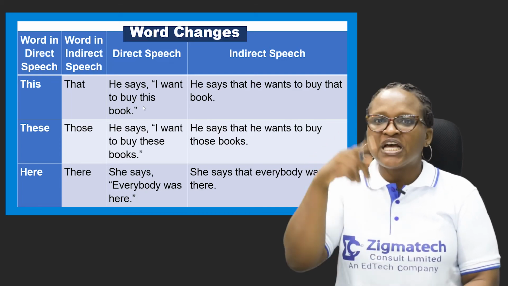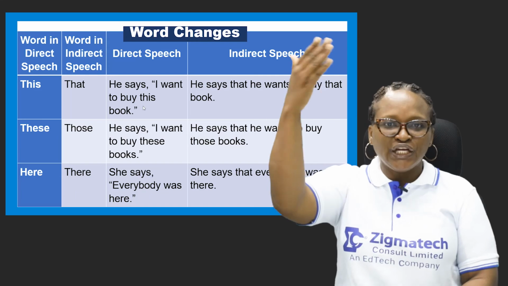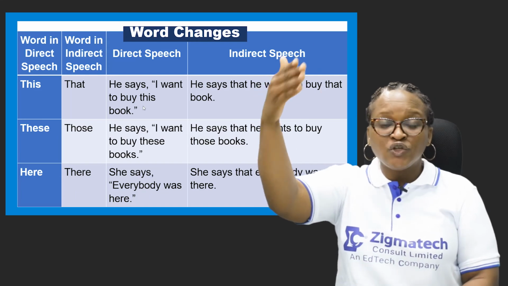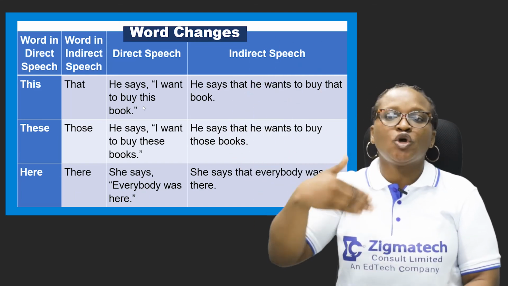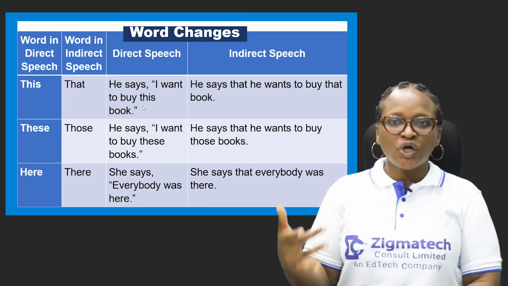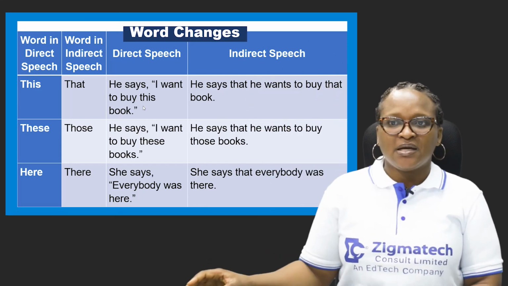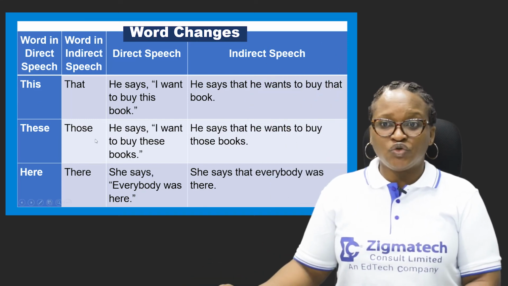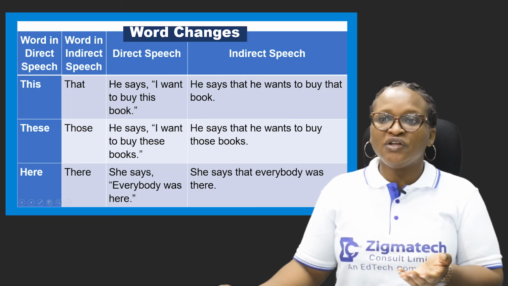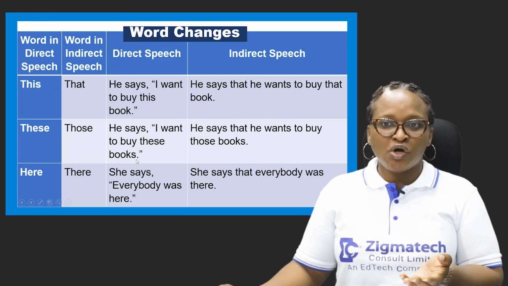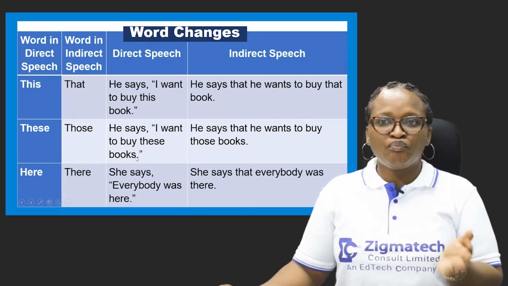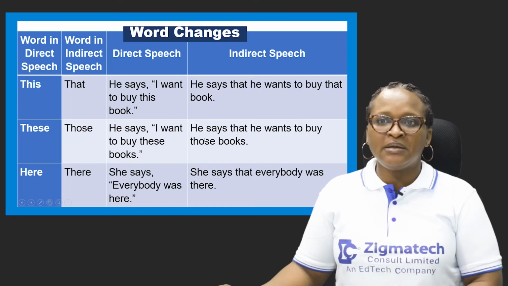The book is not close. It's far. It's not with you. It's with the original speaker. And as such, at the point of reporting, what you have to say is that he said that he wants to buy that book. Now, these changes to those are almost the same thing, but the difference has to do with the choice of noun. The noun has to be in the plural form, but it's still the same thing.